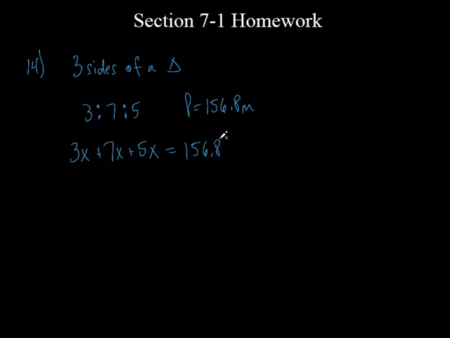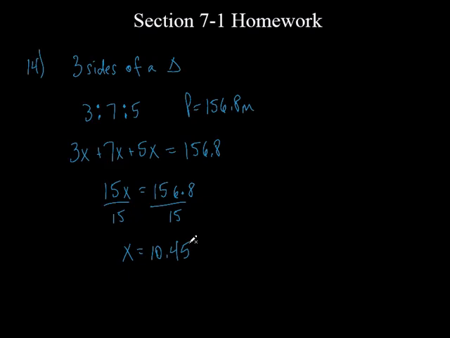Let's put the dot right there. So what do we do? Well, we solve for x. 7 and 3 is 10 plus 5 is 15. That's 15x equals 156.8. Let's solve for x. Divide by 15. Divide by 15. So x is equal to, I happen to have a calculator right here. 156.8 divided by 15, and I get about 10.453, and it repeats. I'm just going to go 10.45.